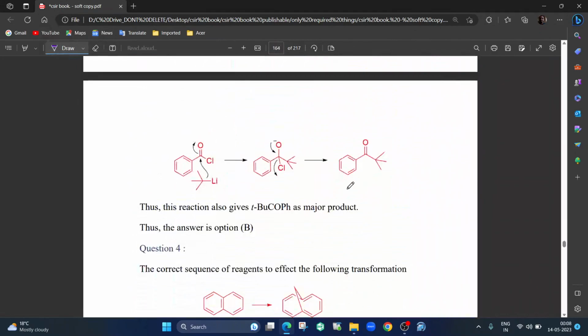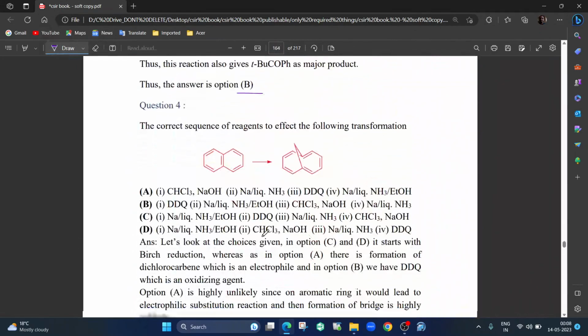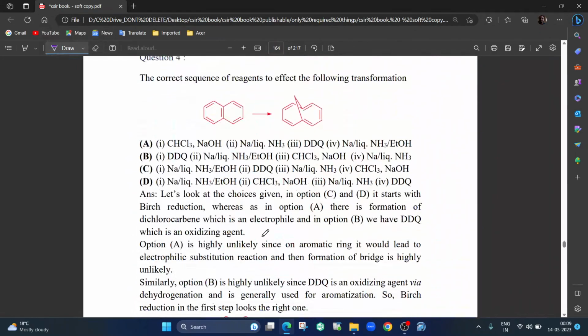So B, C and D, those three options would give the product that was coming as option number B. Now question number 4, the correct sequence of reagents to affect the following transformation. Now you are having this naphthalene molecule, on this you are adding bridge. So what you are basically doing is you are breaking both sigma bond and pi bond. So it says among them which is the correct one.